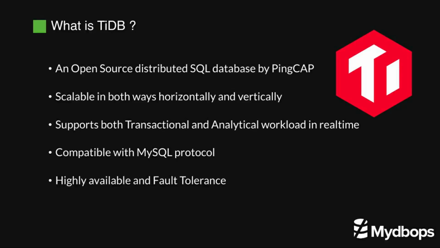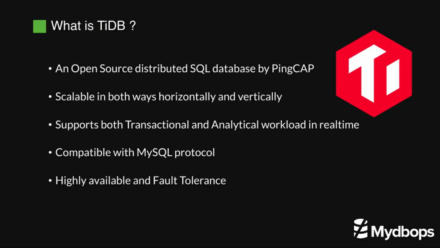TiDB is scalable in both ways, horizontally and vertically. Horizontally, it supports native inbuilt sharding, and vertically, you can upscale and downscale your instance on the fly. TiDB also supports on-the-fly addition and removal of nodes for horizontal scalability too.